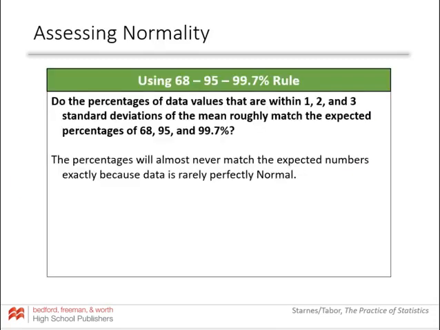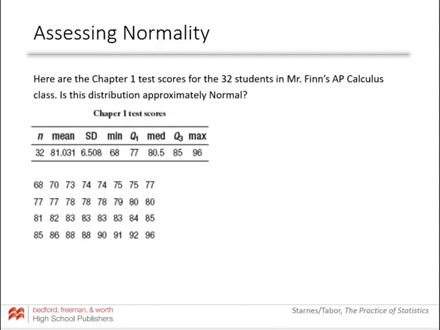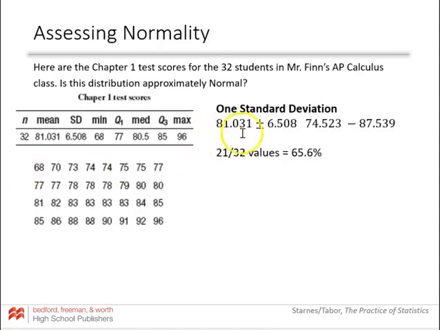Another thing we could look at is what we briefly talked about last time with the 68, 95, 99.7% rule. Remember, those should be the percent of the data points that are within 1, 2, and 3 standard deviations of the mean. So we can actually count our data and see if it roughly matches those percentages. Here's some more information for you, some summary statistics, and then the list of the test scores again. What we want to know is how many test scores are within 1 standard deviation of the mean. The mean is 81.031.